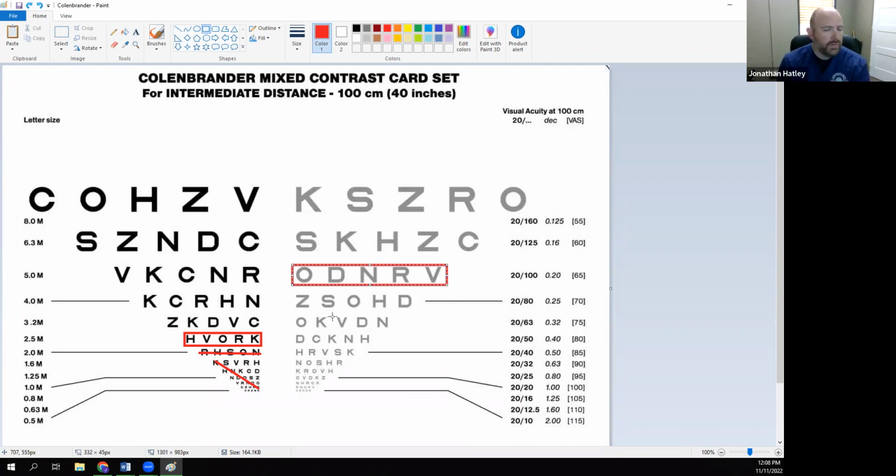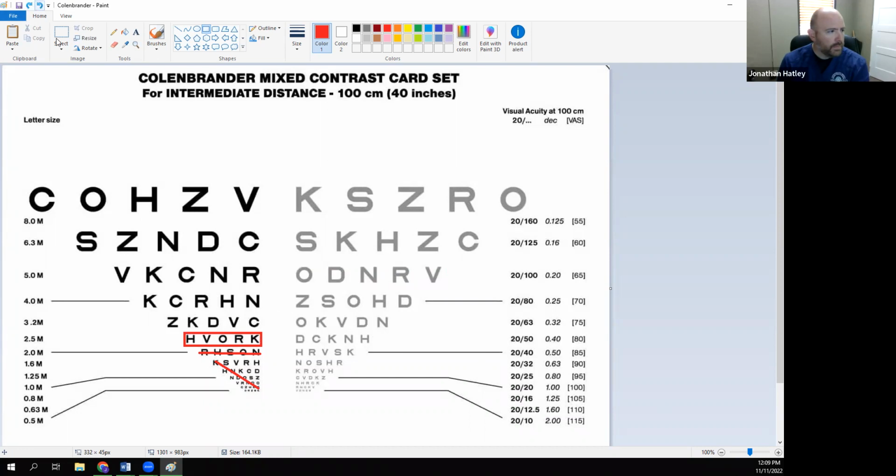So what we're looking for with the Colenbrander card is that a loss of 3 lines or more indicates contrast impairment. So if the patient were able to read a 2.5 M line over on the 100% contrast side, and then over on the 10% contrast side, they lost 1, 2, 3 lines, this would indicate that they have some amount of contrast impairment. And the clinician should communicate that to the patient as part of their explanation of results, which is a little further along in the test.